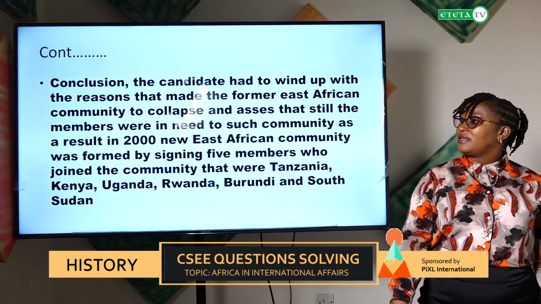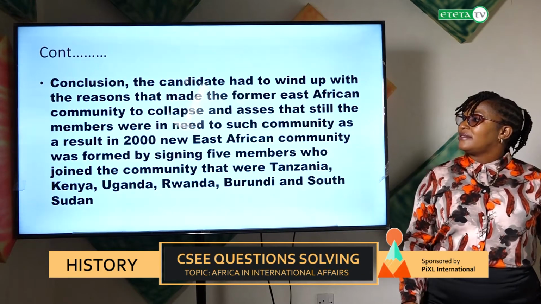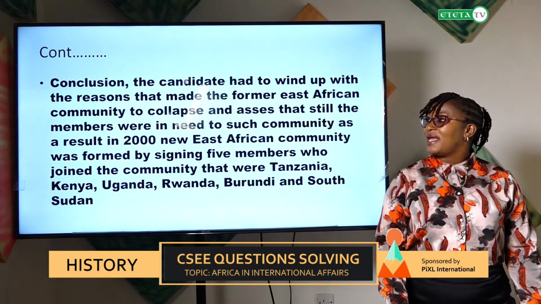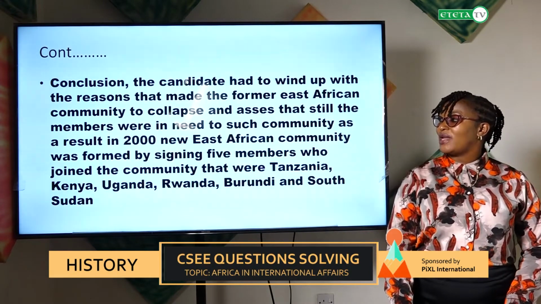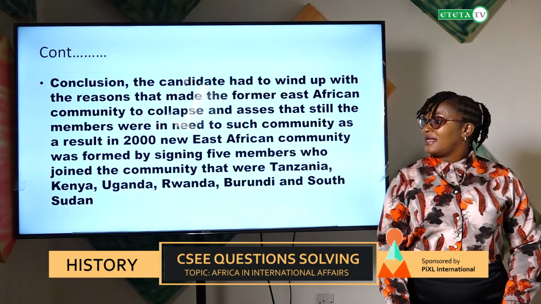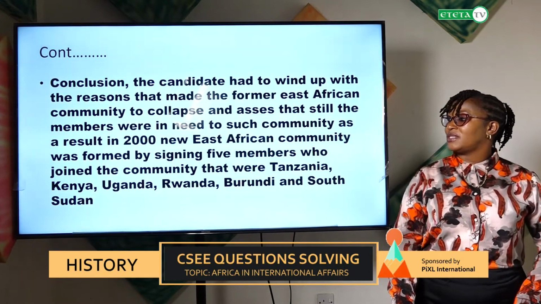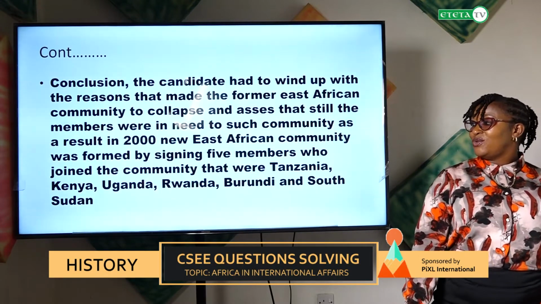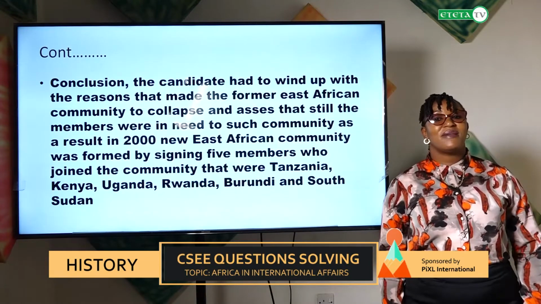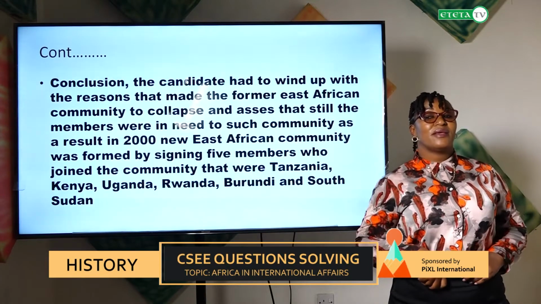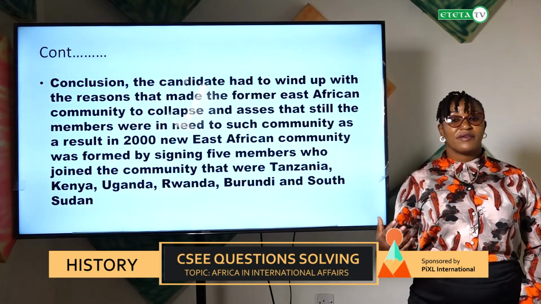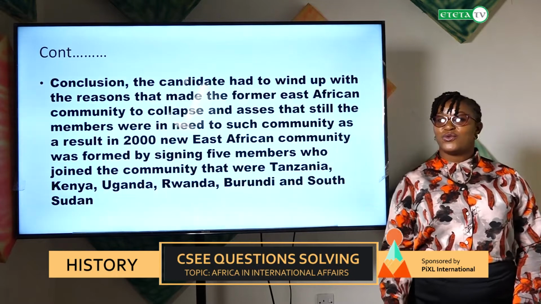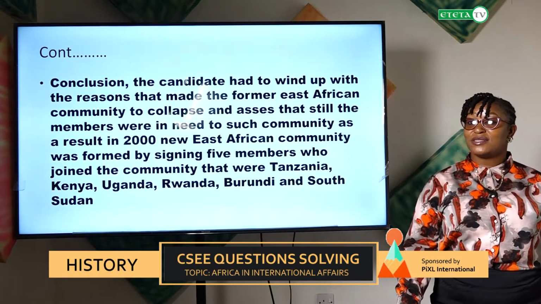The last part of the question is the conclusion, where the candidates had to wind up the reasons that made the former East African community collapse and assess that the members were still in need of such a community. As a result, in 2000, a new East African community was formed by signing up members from different countries, which are Tanzania, Kenya, Uganda, Rwanda, Burundi, and South Sudan.